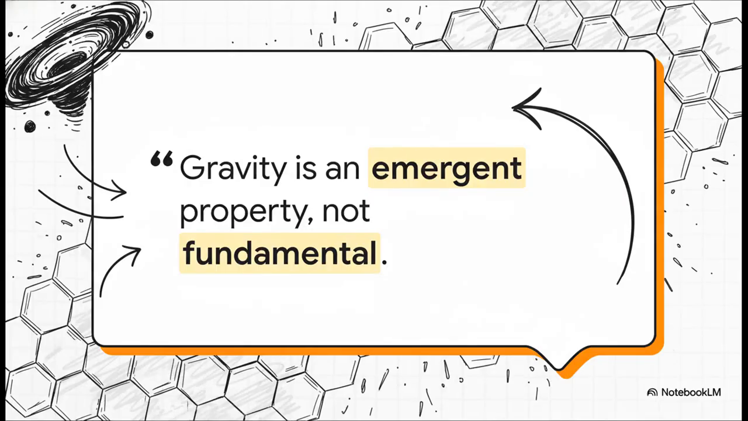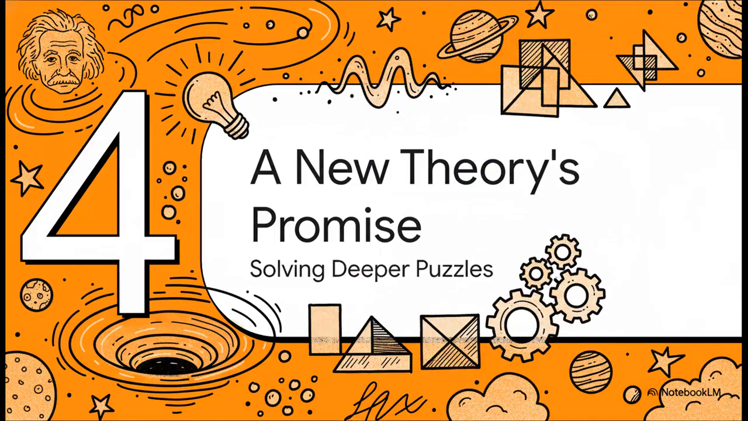And this leads to a pretty profound conclusion. It means gravity isn't fundamental. It's what's called an emergent property, a big, large-scale effect that comes from the collective behavior of this deeper underlying vacuum field. It's kind of like how temperature isn't a property of one atom, but it emerges from the motion of trillions of them.